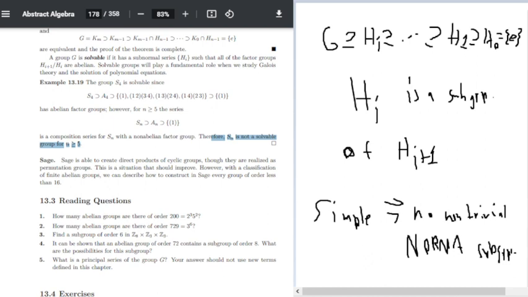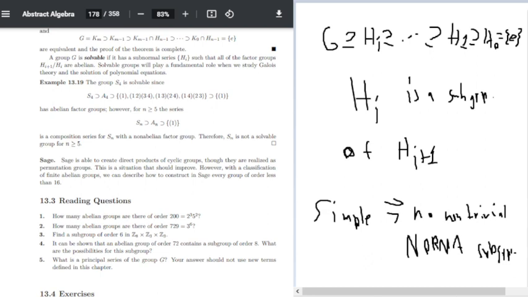The group S4 is solvable, since S4 ⊃ A4 ⊃ {1, (12)(34), (13)(24), (14)(23)} ⊃ {1} has abelian factor groups. However, for n greater than or equal to 5, the series Sn ⊃ An ⊃ 1 is a composition series for Sn with a non-abelian factor group. Therefore, Sn is not a solvable group for n greater than or equal to 5. Which is also one of the things mentioned for the alternating group to specifically be non-abelian, and a lot of the reason we did the work with the alternating group so intensely.